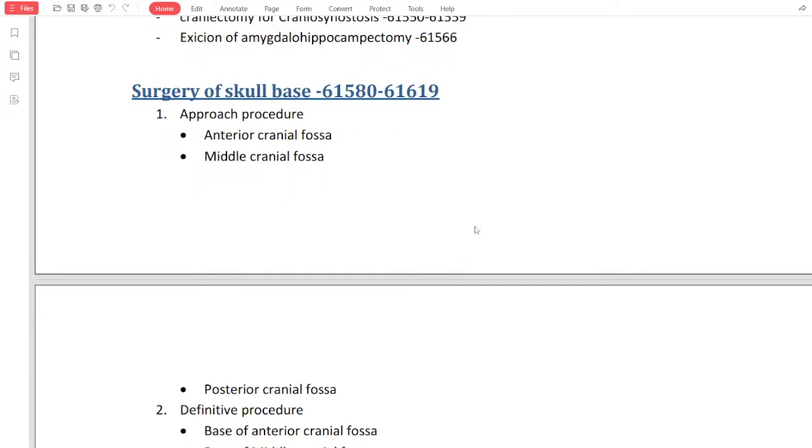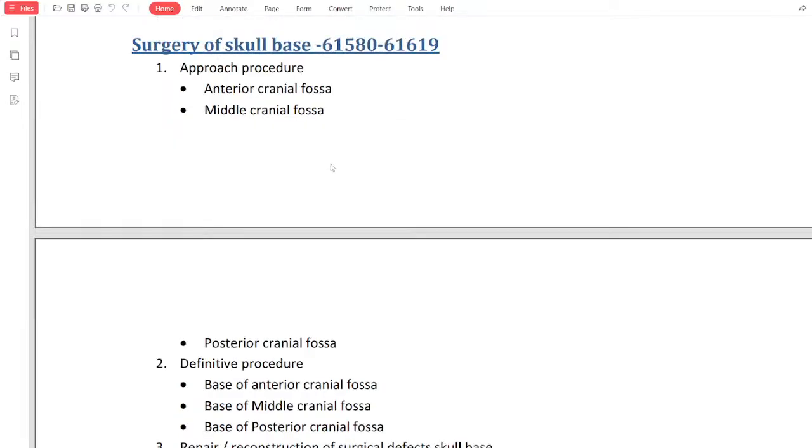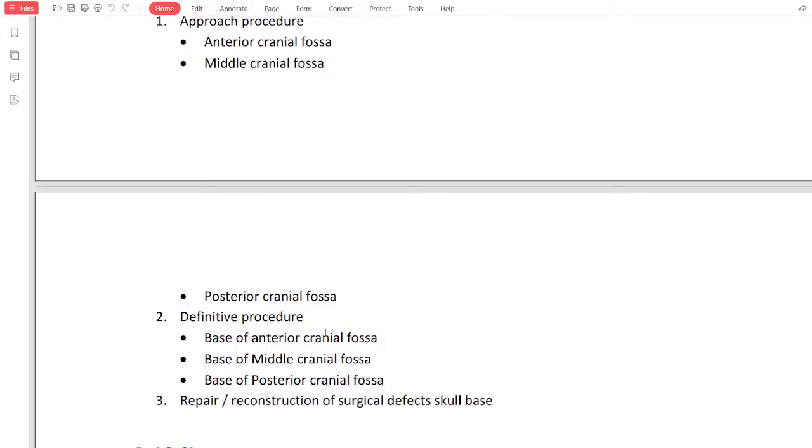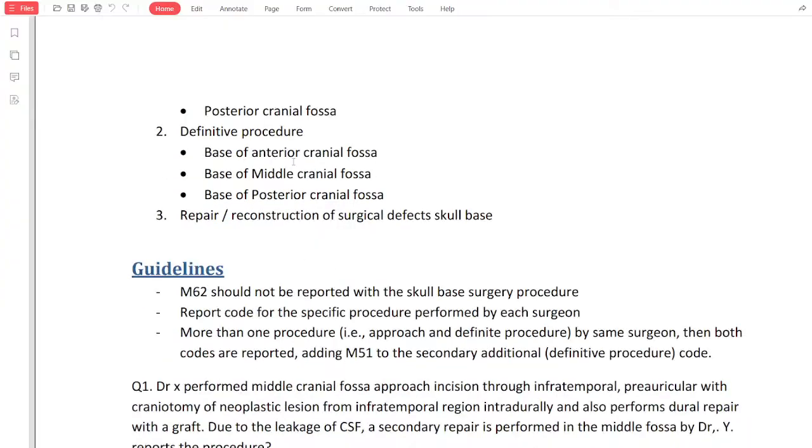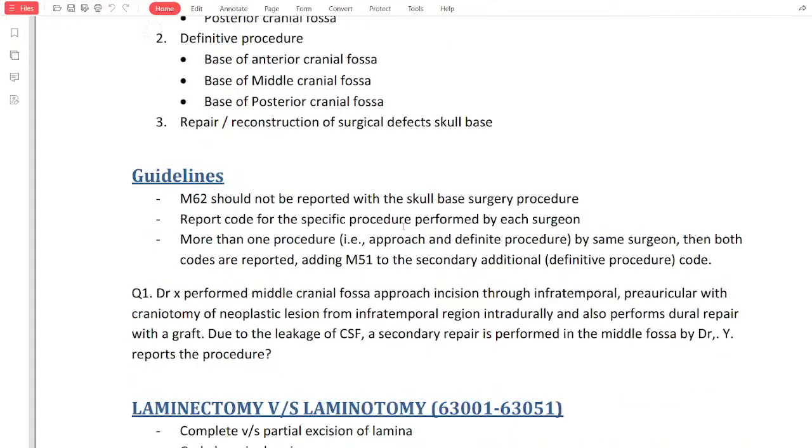Next is surgery of skull base related. The code range is 61580 to 61619. Okay. What are the approach procedures in this section? Anterior cranial fossa, middle cranial fossa, and posterior cranial fossa. These are the important approaches. And definitive procedures mean base of anterior cranial fossa, base of middle cranial fossa, and base of posterior cranial fossa. Repair or reconstruction of surgical defects of the skull base are also included.